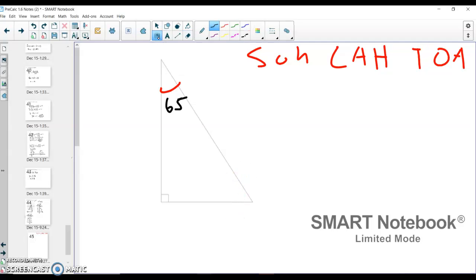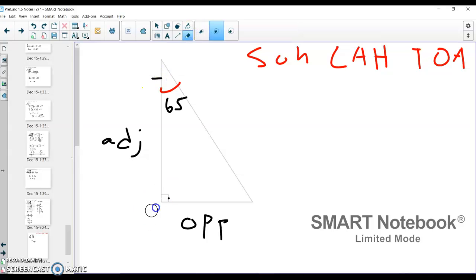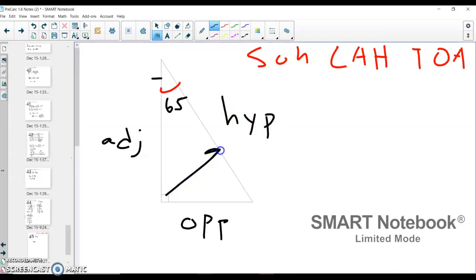So let's label my sides again. Now this is my opposite, because now this is across from my reference angle. This side is now my adjacent because it's between my reference angle and my 90. And this is my hypotenuse because it's across from my 90-degree angle here.